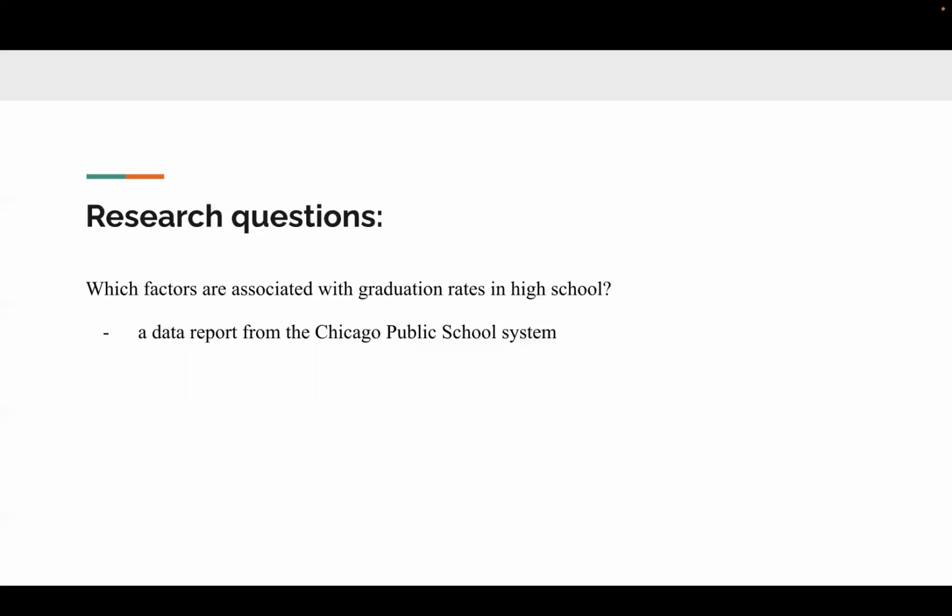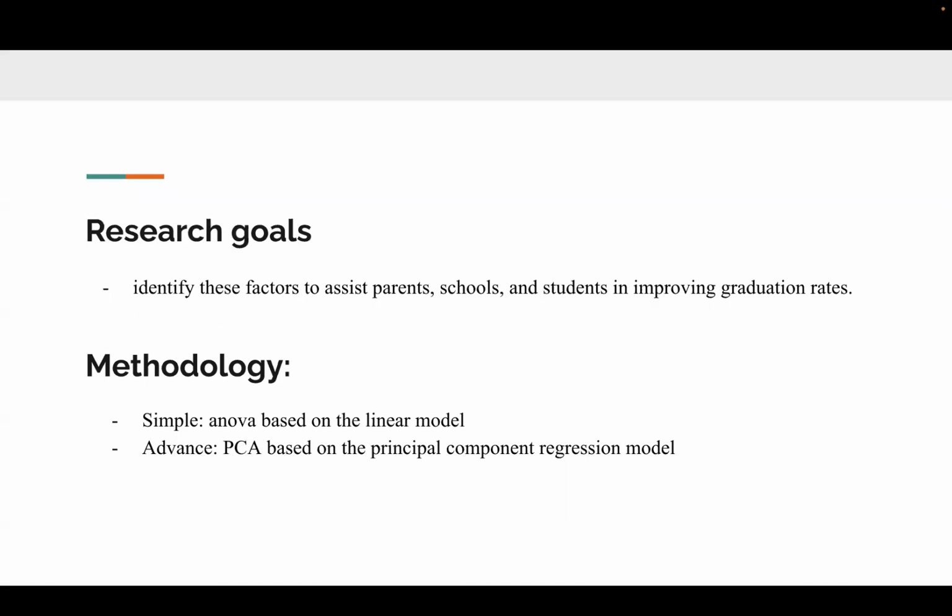My research goal is to identify these factors to assist parents, schools, and students in improving graduation rates. To achieve this goal, I have obtained a data report from the Chicago Public School System that includes information from over 500 schools, including elementary, middle, and high school. The data set comprises varying metrics such as high school graduation rate, teacher and parental involvement, school safety, and median income in the school district.